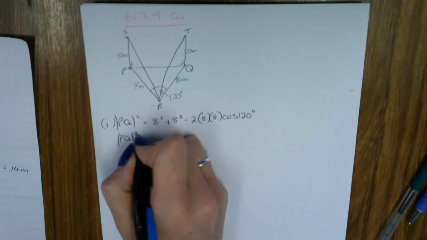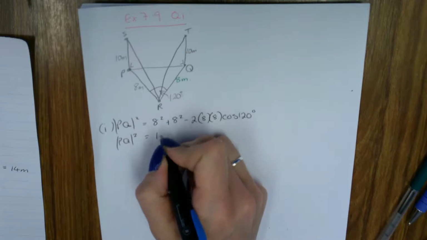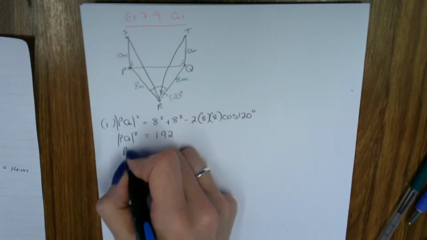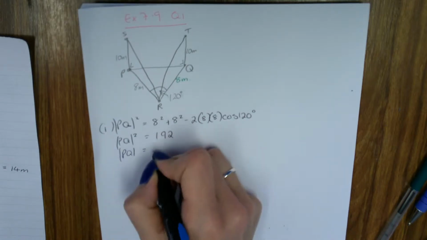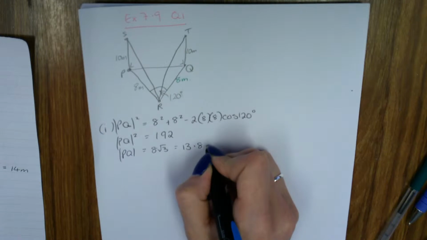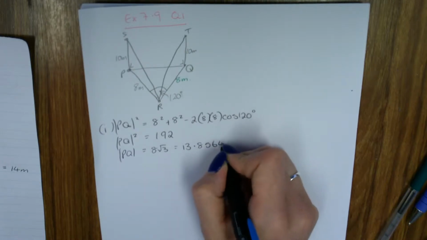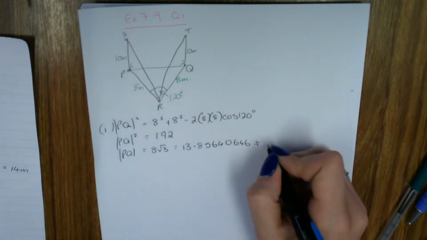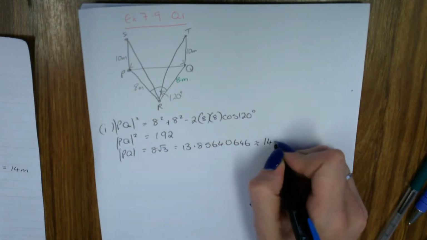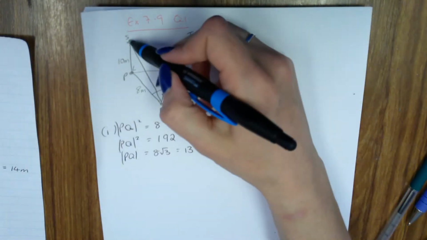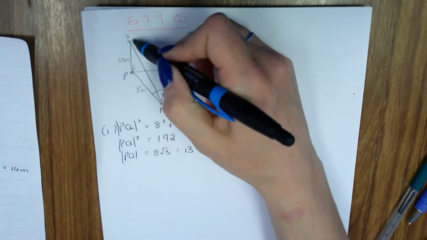So just banging all that into the calculator, PQ squared is 192. So the length of PQ is 8 root 3, which is 13.85640646, and they ask you to round it to the nearest meter, so that's approximately 14 meters. The next thing they want you to do is find the length of SR, this rope here.